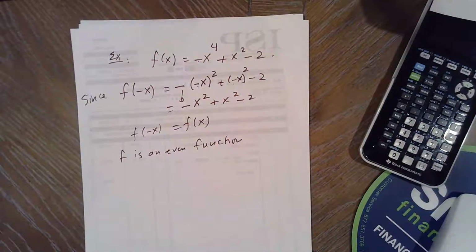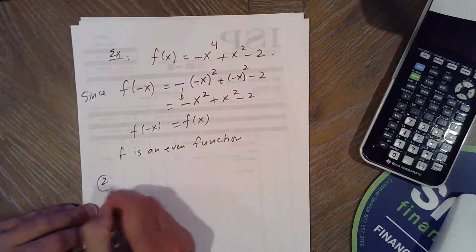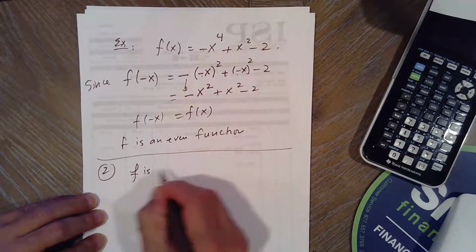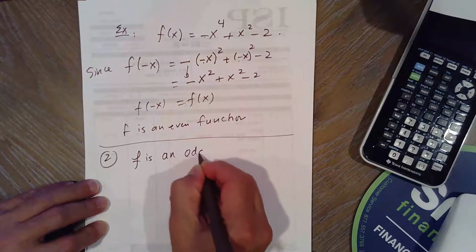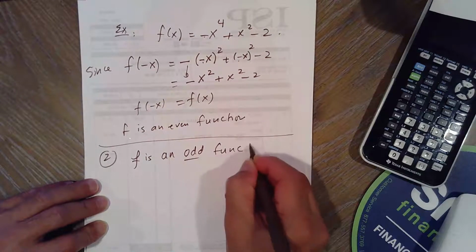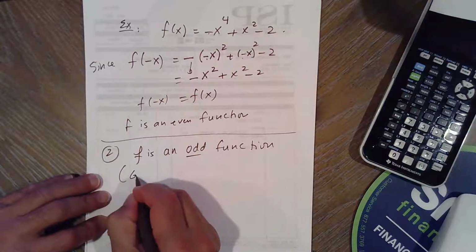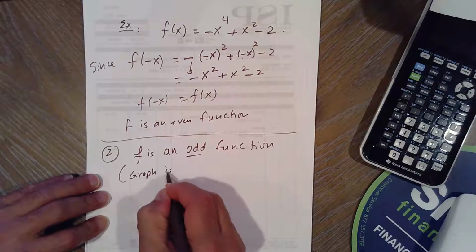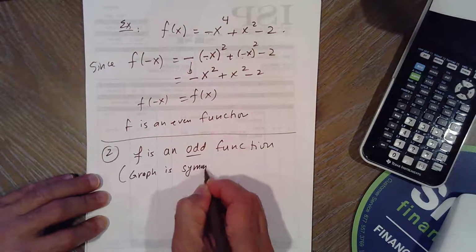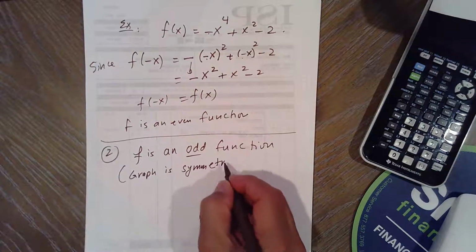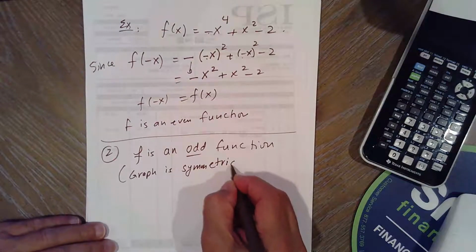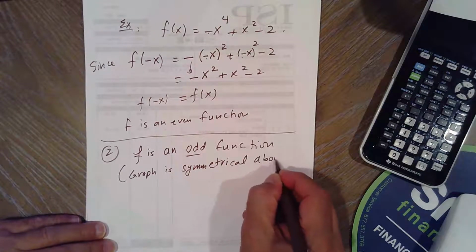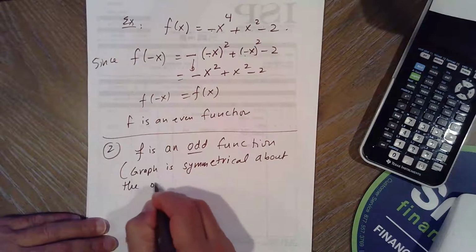now there's what we call odd functions. F is an odd function. Graphically speaking, its graph is symmetrical about, not the x-axis, it won't be a function. Okay, it's about the origin. It's symmetrical about the origin.